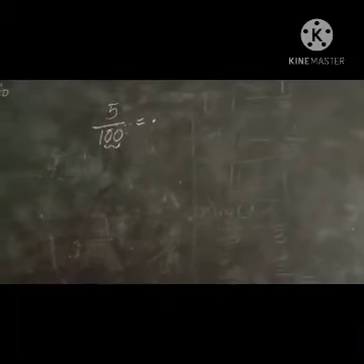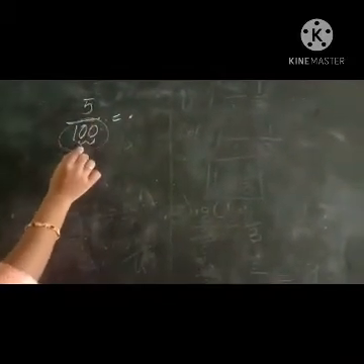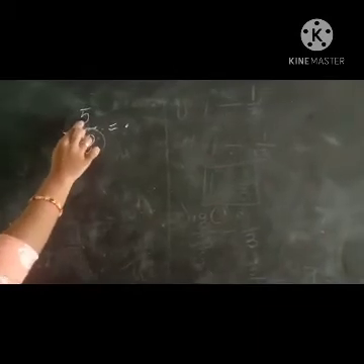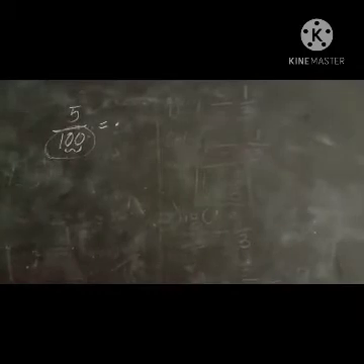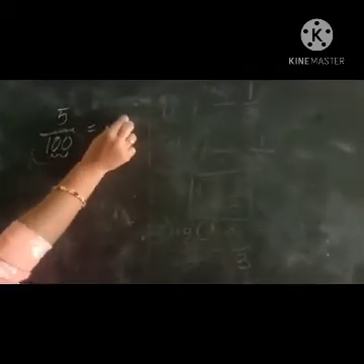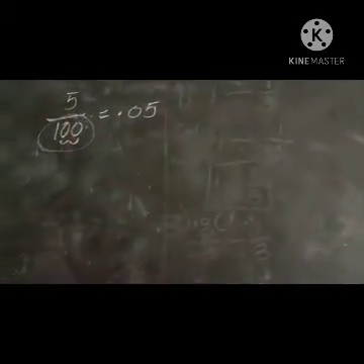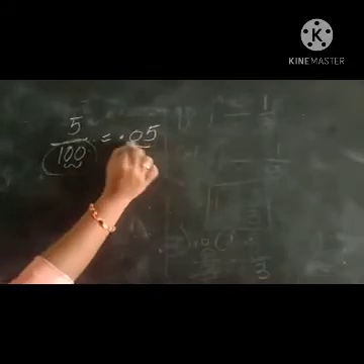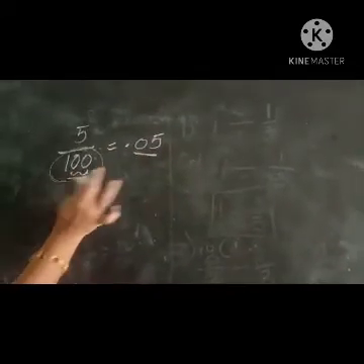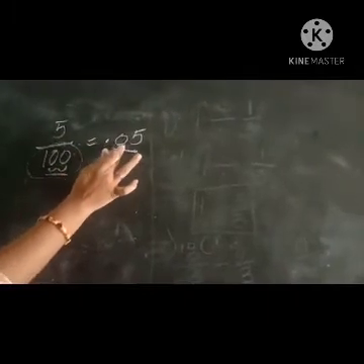In which place we have to write the 5? In the hundreds place we have to write the 5. Why? Because here the denominator is 100. That's why the numerator number also we have to write in the hundreds place. So in the tens place what we have to write? In the tens place we have to just write the 0 and after that, in the hundreds place, we have to write 5. Now count how many numbers are there after the point? After the point 2 numbers are there. Here also 2 zeros are there. So 2 equal. No? So 5 by 100 is equal to 0.05.